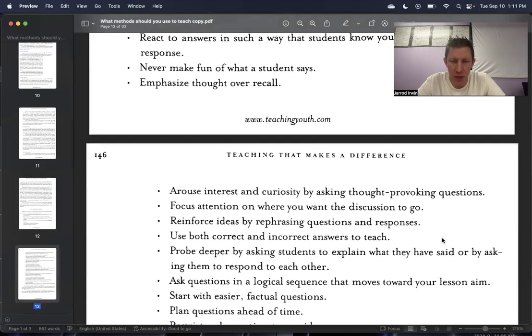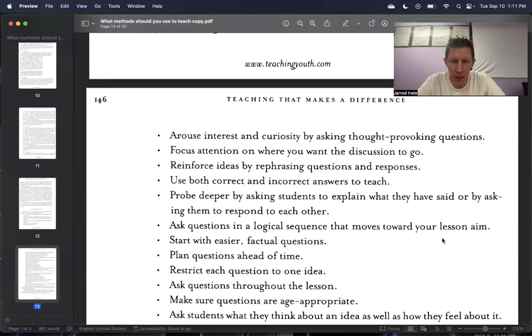But I think rephrasing questions is also a helpful way to look at different angles on that question, in that might be part of the steering. Use both correct and incorrect answers to teach. I have a perfect example.